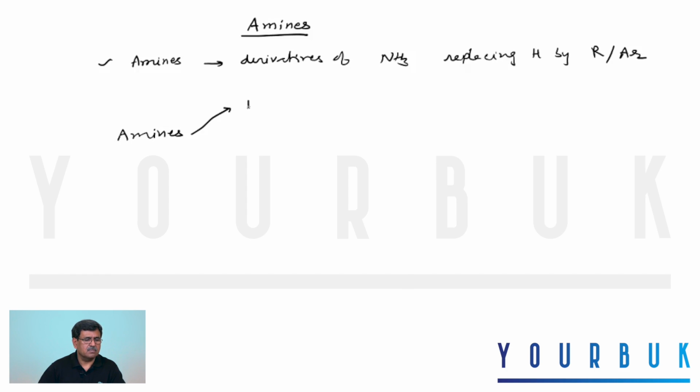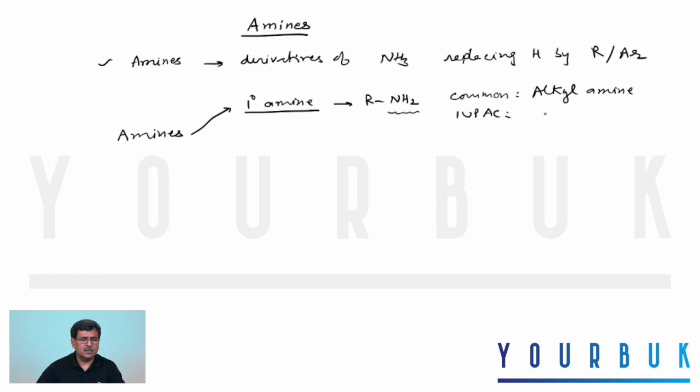The first one is called primary amine, when we replace one hydrogen of ammonia, and primary amines contain the NH2 group. They have a common name, alkylamine, so amine comes as a suffix, and in IUPAC nomenclature they are named as alkanamine. So replace the E of the parent hydrocarbon by amine: alkanamine.